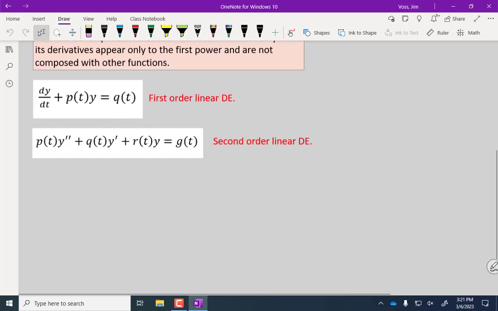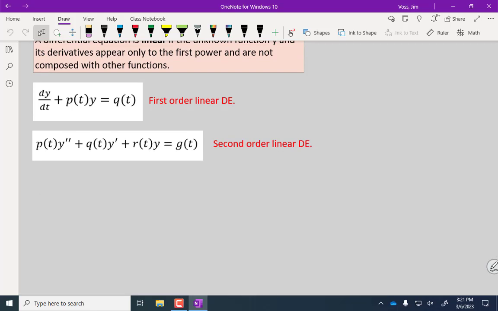So when we look right here, this is linear. We've got the derivative, y prime, right here, raised to the first power. y is raised to the first power. So there's no square root of y. There's no square root of y prime. There's no y prime cubed. So all linear means is that the function that we're trying to find, that's the whole goal, is to find this function y.